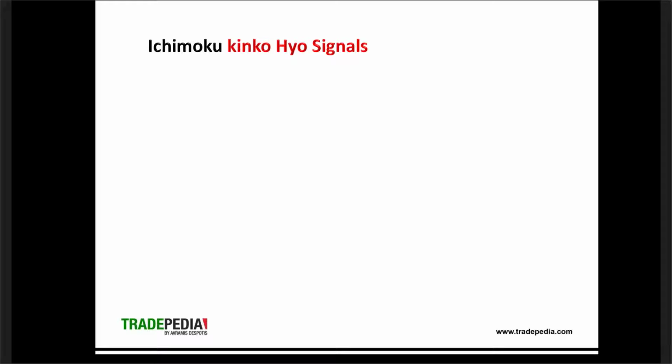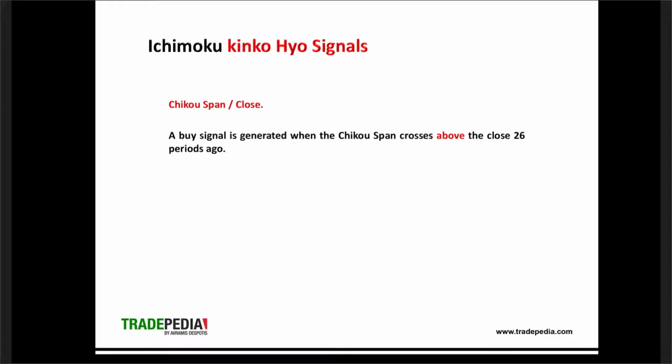Do let me know if anything is not clear, but pay attention to this because the Chiku span often confuses people. So how do we interpret the Chiku span? It's actually simple once you understand. A buy signal is generated when the Chiku span crosses above the closing price of 26 periods ago.